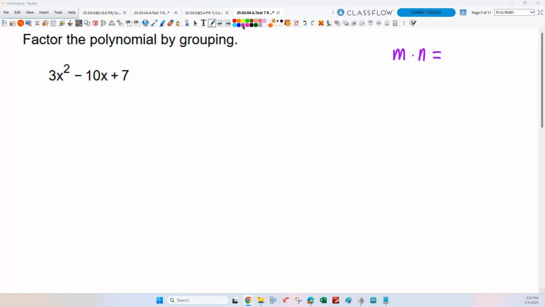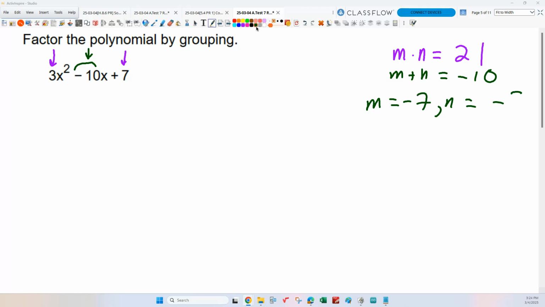21. Yes, right. They multiply to the outer product, right? Product of the outer coefficients. So they have to multiply to 21, and they have to add to what? Yeah, they're going to add to the middle coefficient. So what does that tell me about the signs? Both negative, and what are they? There you go, negative 7 and negative 3.